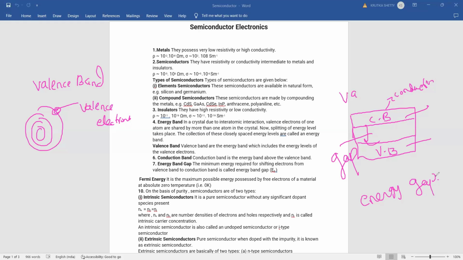See, any doubt in any of the definitions? Any doubt, students?